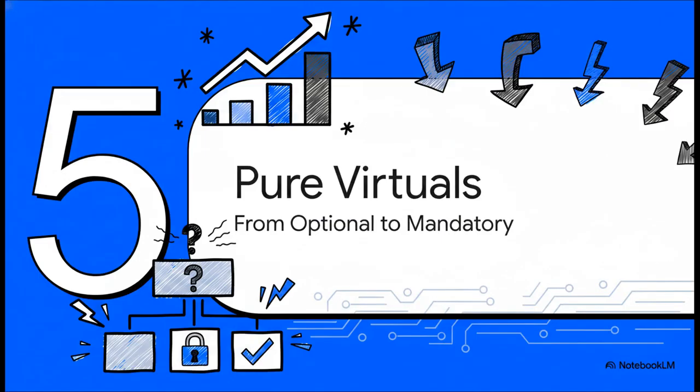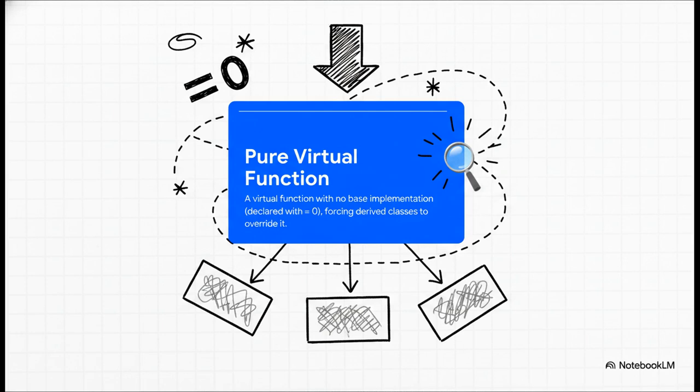So a regular virtual function says to the child classes, hey, you have the option to override me. But what if we want to change that? What if we want to make it mandatory? What if we want to define an interface that all child classes must follow? Well, that's where we level up. And this is a pure virtual function. You make one by adding =0 at the end.